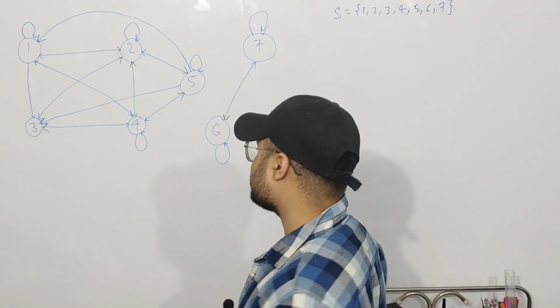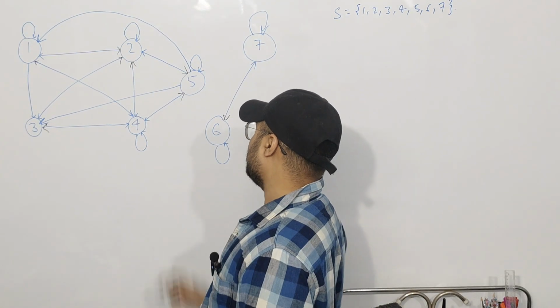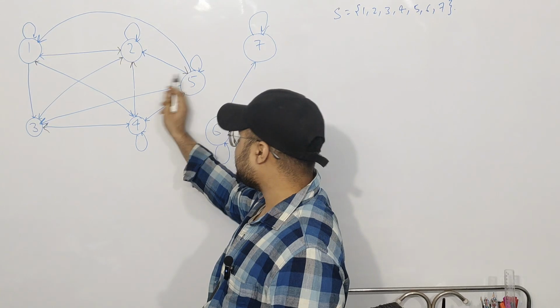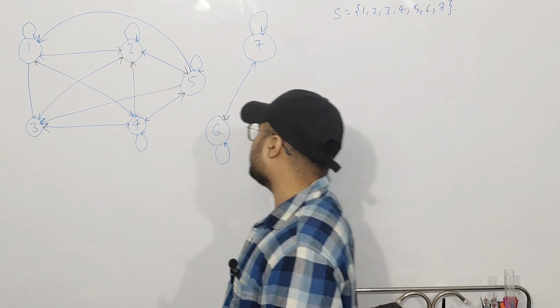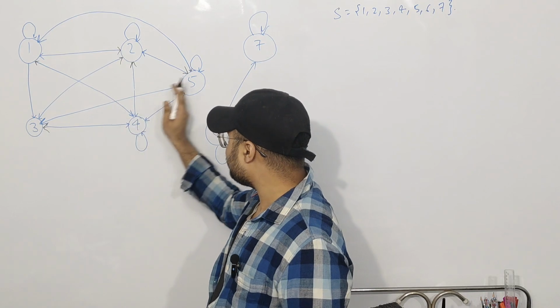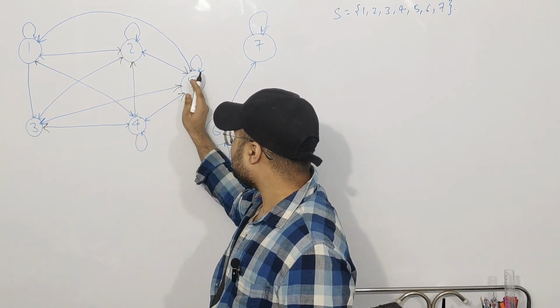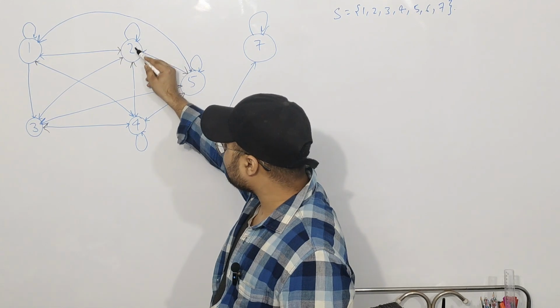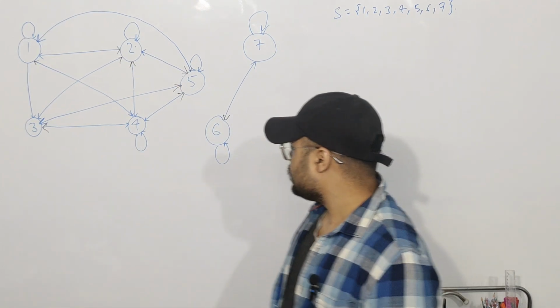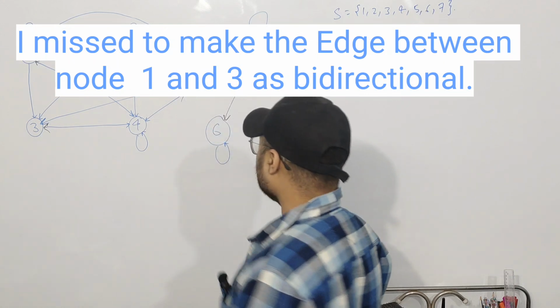So this is your equivalence relation. The moment you make it bidirectional, just look at this edge. The moment you make this bidirectional, wherever the outgoing edge from 5 to any other node is, you must have an outgoing edge from 2 also, right? For transitivity.